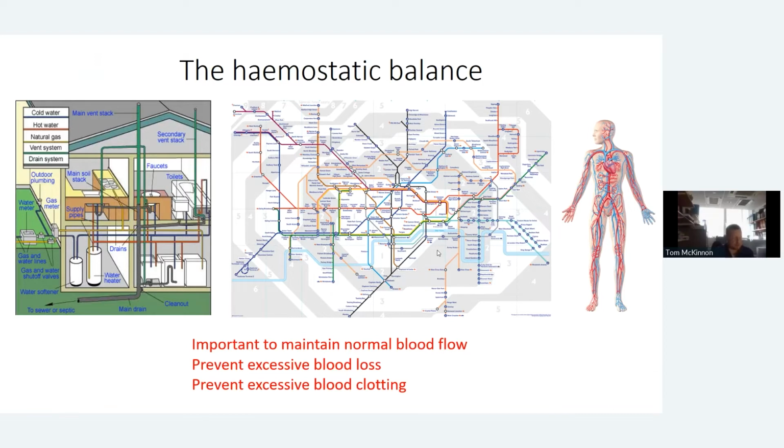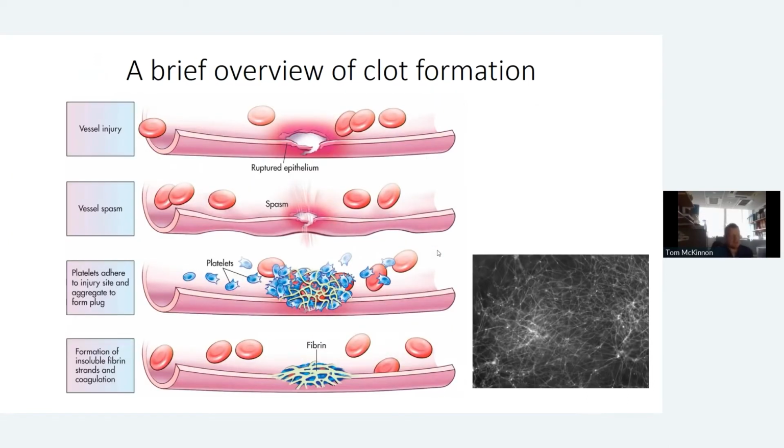It's a very important process that prevents excessive blood loss, but at the same time prevents excessive blood clotting. Now, just in the interest of time, I'm going to give a very brief overview of how this process occurs, and believe me, this is a very brief overview. Essentially, following vessel injury, your body works very quickly to limit blood loss. For example, your vessel will undergo vasoconstriction, and then we have this process where we form what we call the primary platelet plug. This is where platelets adhere to the site of vessel injury.